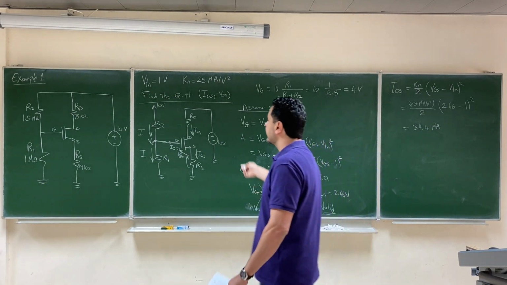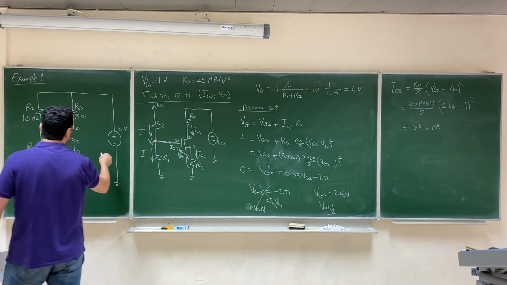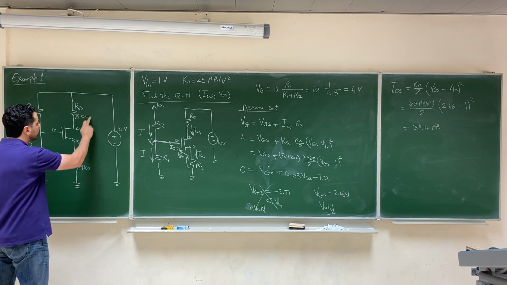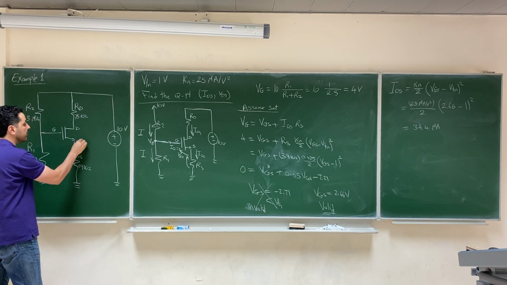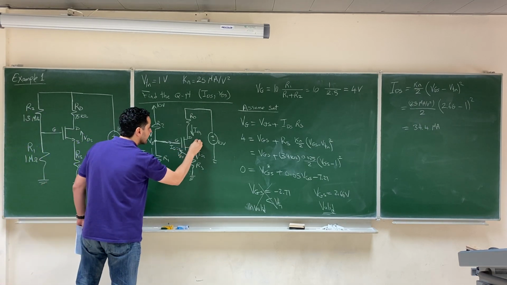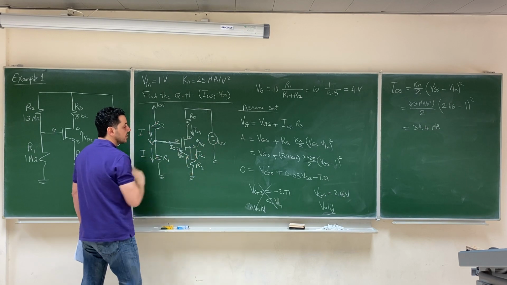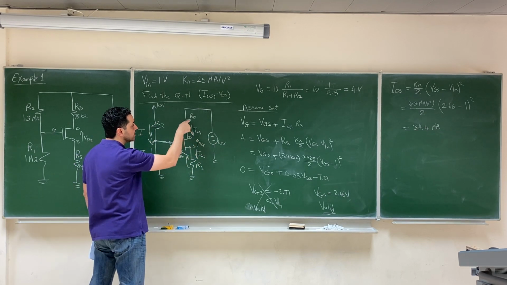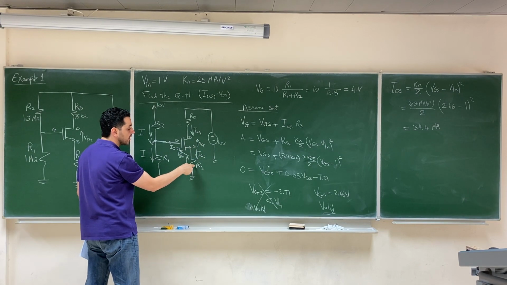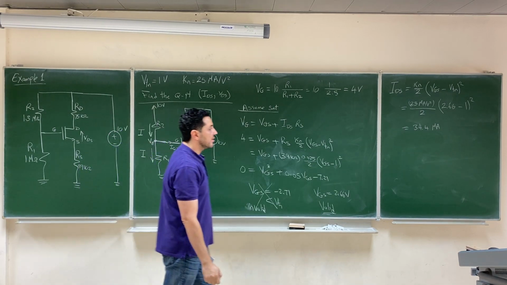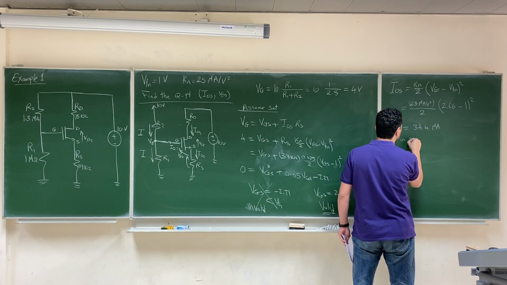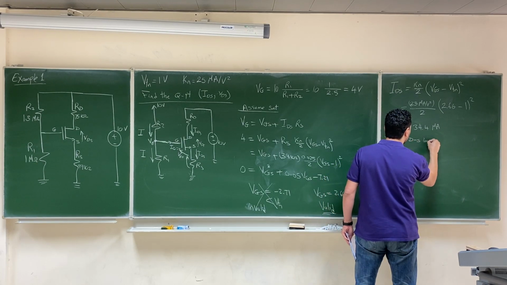Now we can go to the other loop, the drain source loop. So we'll consider the drain source loop and we'll apply KVL. When we apply KVL, this 10 volt equals what? 10 volt equals the drop across this resistor plus VGS plus the drop across this resistor, right? So we can write KVL in the drain source loop.